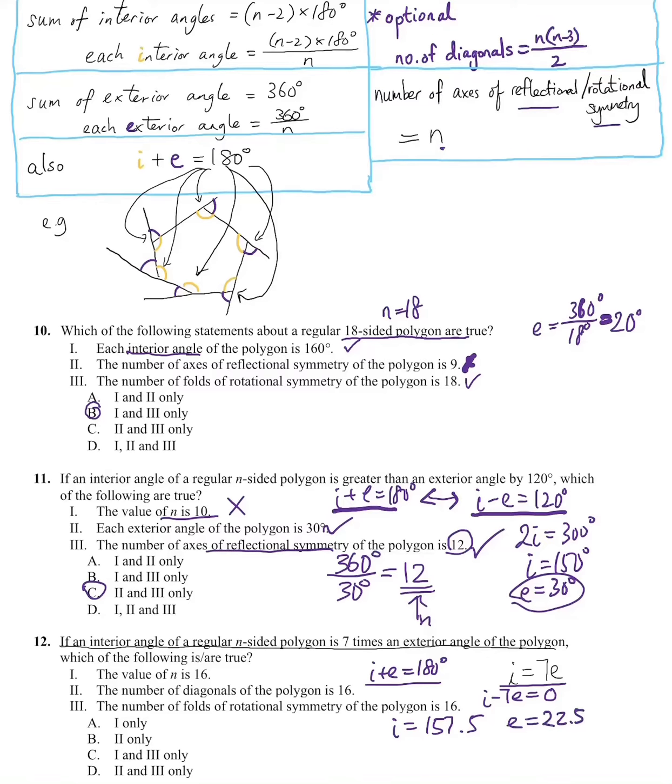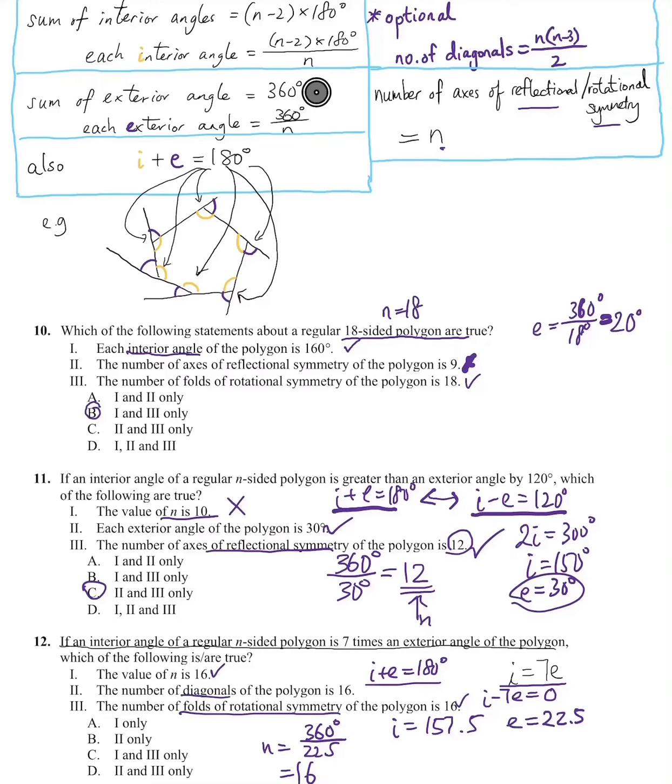22.5. We will be using the exterior angle, because again the formula for the exterior angle is much easier: it's only 360 divided by n, or 360 divided by E to find n. So n is actually just 360 divided by the exterior angle, and the exterior angle here is 22.5. So 360 divided by 22.5 is 16. So you know the value of n is 16. If the value of n is 16, the number of folds of reflectional symmetry is also 16.